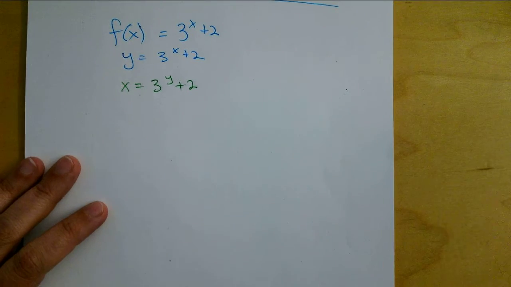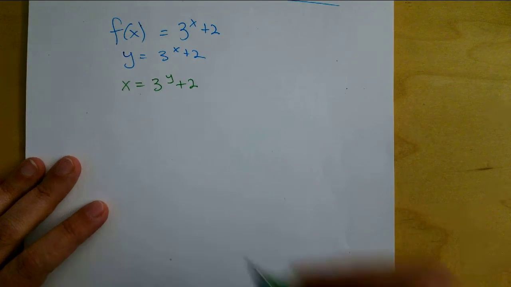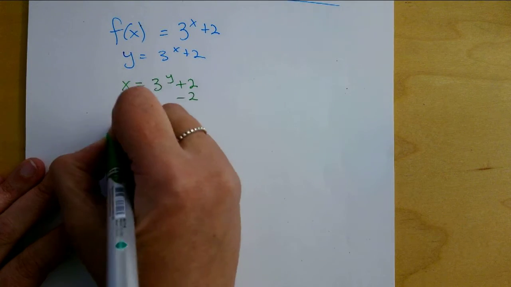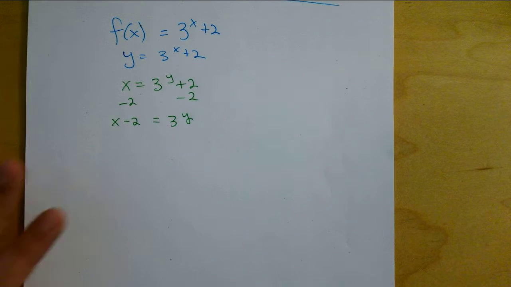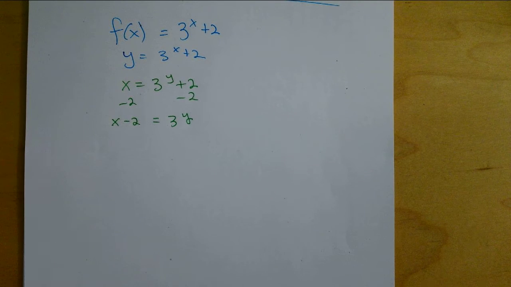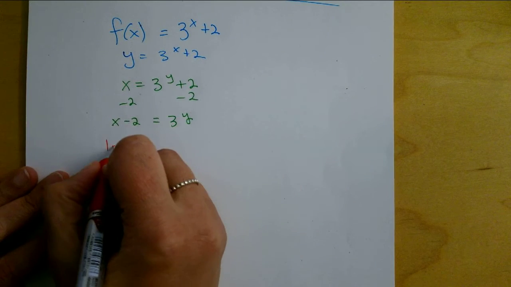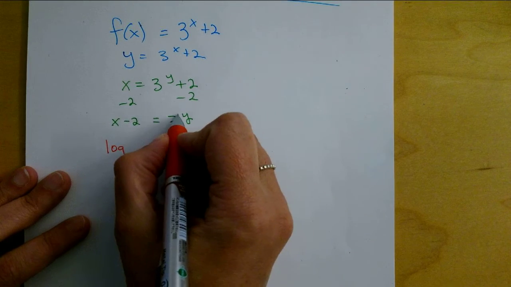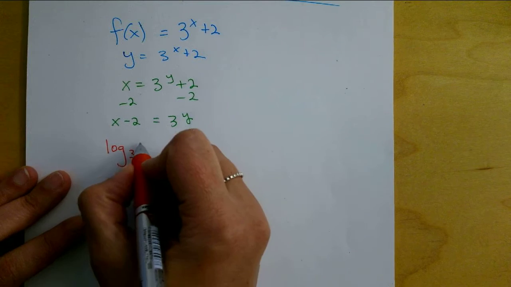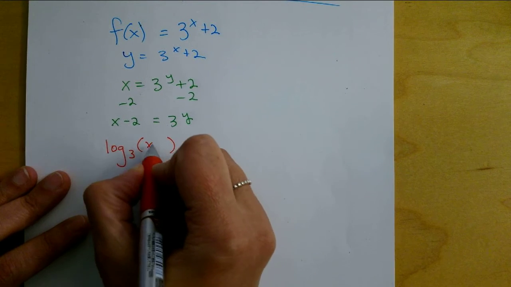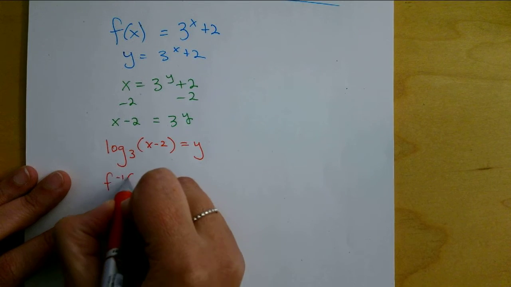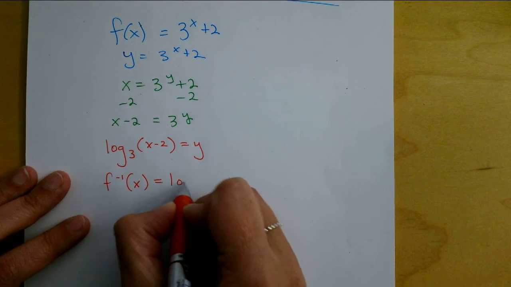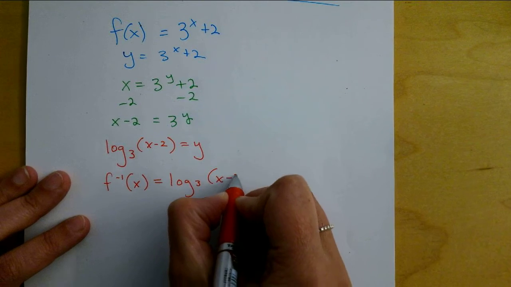We want to solve for y. Subtract 2, good. x minus 2 equals 3 to the y. How do we get the variable out of the exponent? We use the definition of logs. Log base what? What's our base? 3. Of what? x minus 2 equals y. Excellent. So this is the inverse: log base 3 of x minus 2.